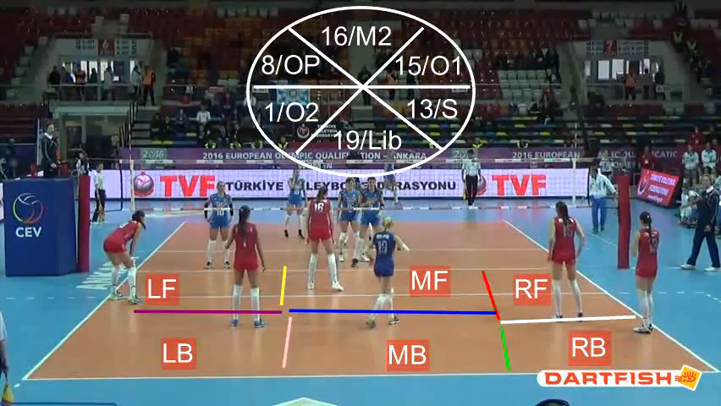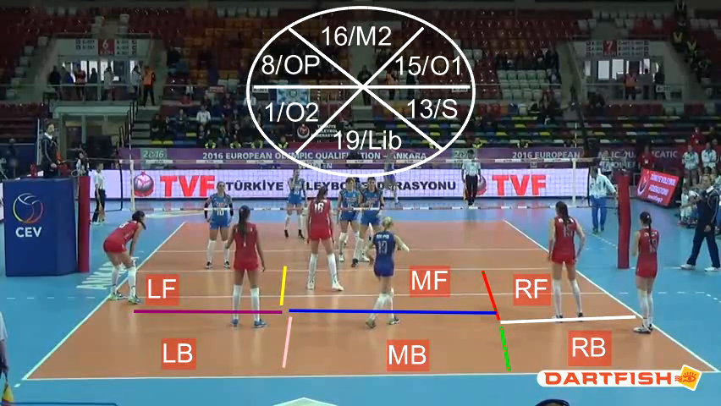Here you can see the rotation wheel at the top has number 13, the setter, at right back. The libero, number 19, is at middle back. Number 1, the O2, is at left back. Number 8, the opposite, is left front. 16, the M2, is middle front. And 15, the O1, is at right front.